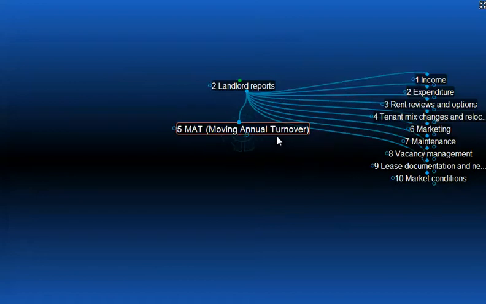MAT. That means moving annual turnover. The movement of turnover in a retail property should and would be monitored each month within the tenancy groups and the categories. That's the job of the shopping centre manager.